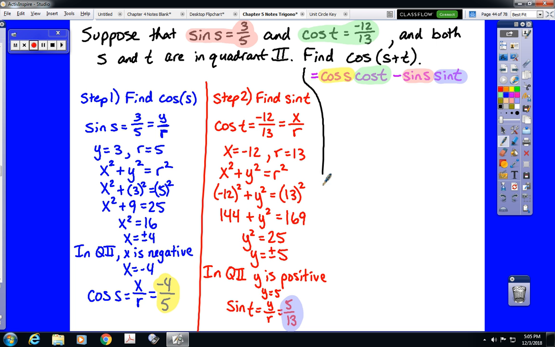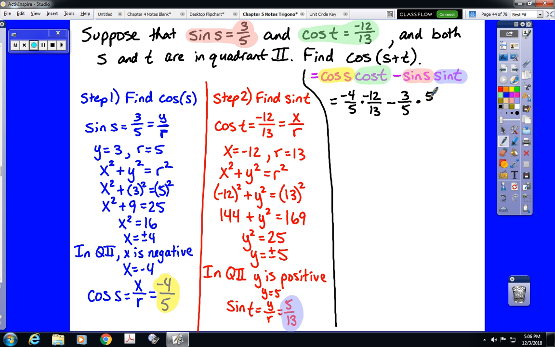Now that we know all 4 of our values, which we got the last one from our directions there, we're going to plug them in. The cosine of S is negative 4 over 5. Cosine of T is in the directions, negative 12 over 13, minus. The sine of S, which is in the directions, is 3/5. And the sine of T, which we just found, is 5 over 13. Multiply those fractions together would be 48 over 65 minus 15 over 65.